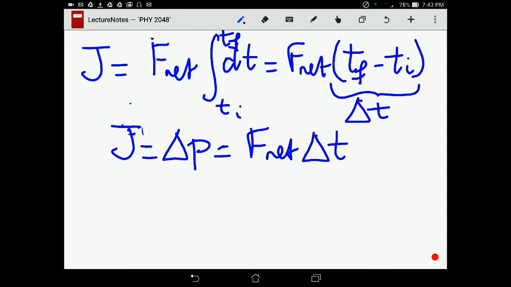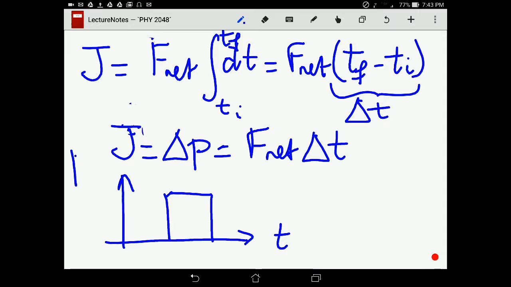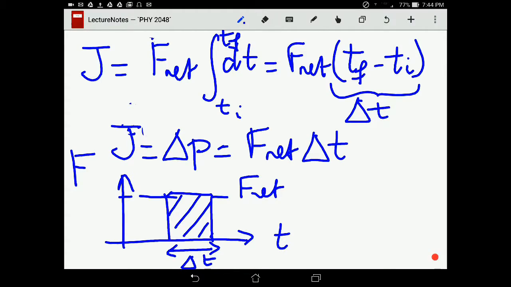So going back to the picture I was showing earlier, the force is constant while it's applied. If this is t and this is force, the value of the force is whatever this thing is. And then the delta t is right here. So we would simply multiply base times height. That's essentially finding the area of this rectangle here. And that's what the impulse would be.